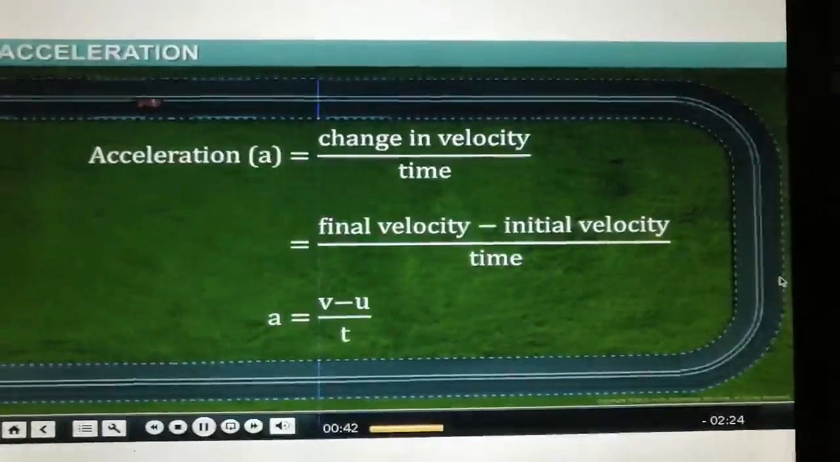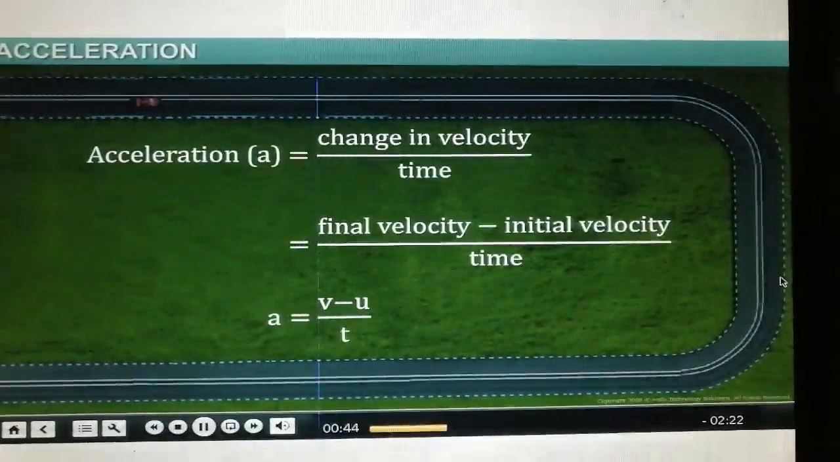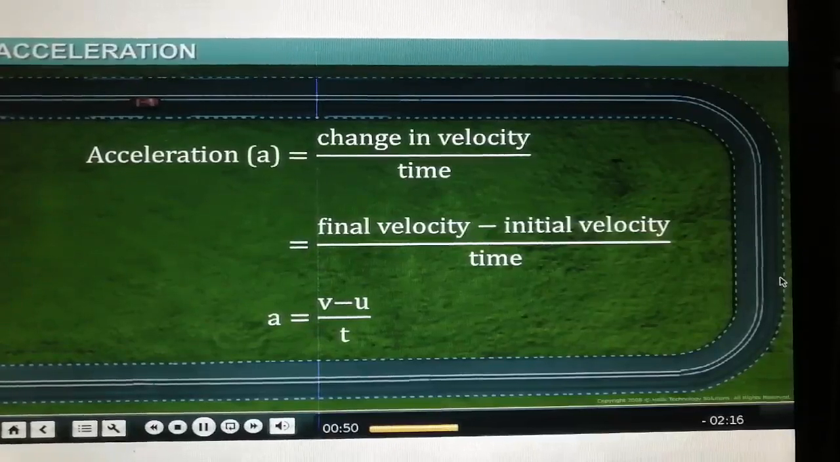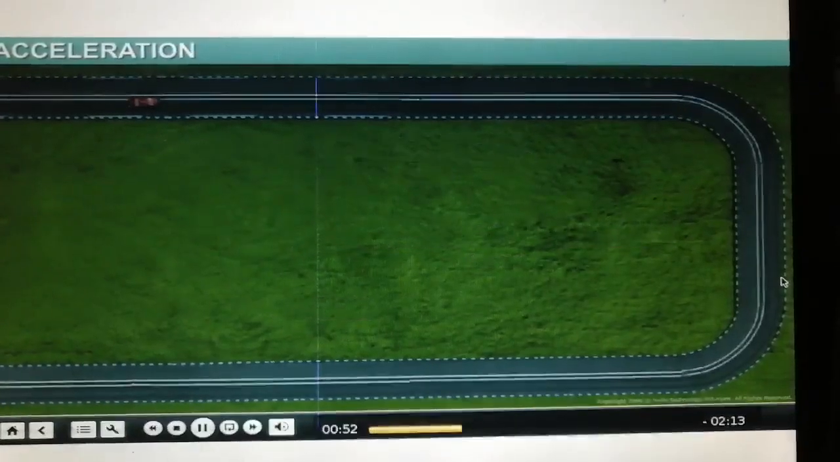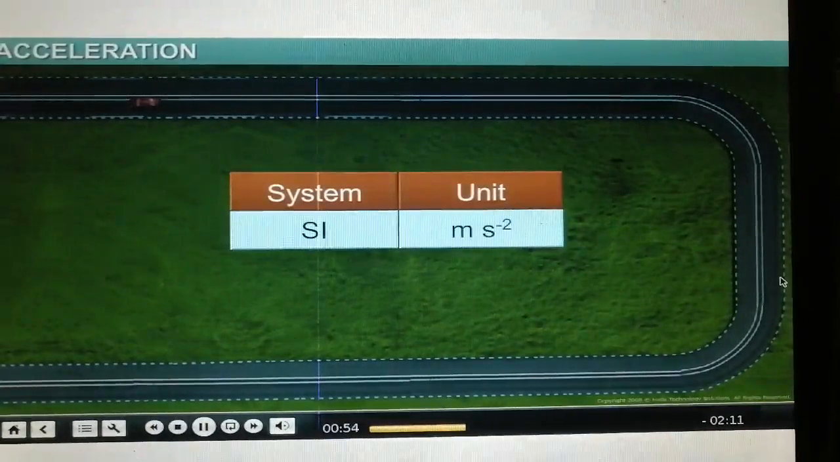Acceleration is the ratio of the difference of final and initial velocity to the time interval during which the velocity has changed. Acceleration is measured as meter per second square in the SI system.